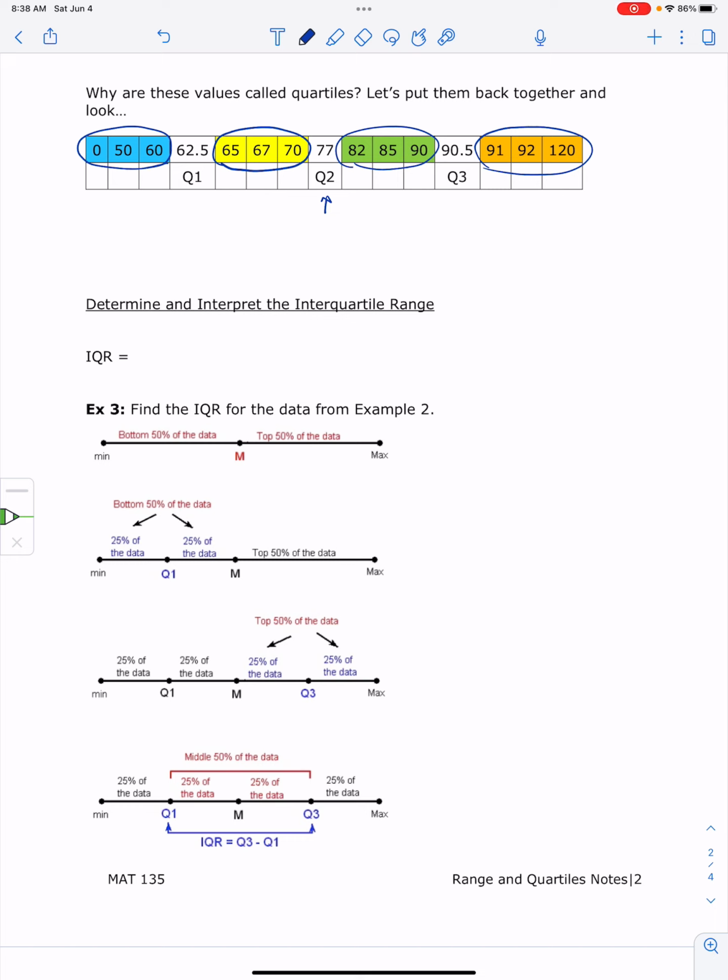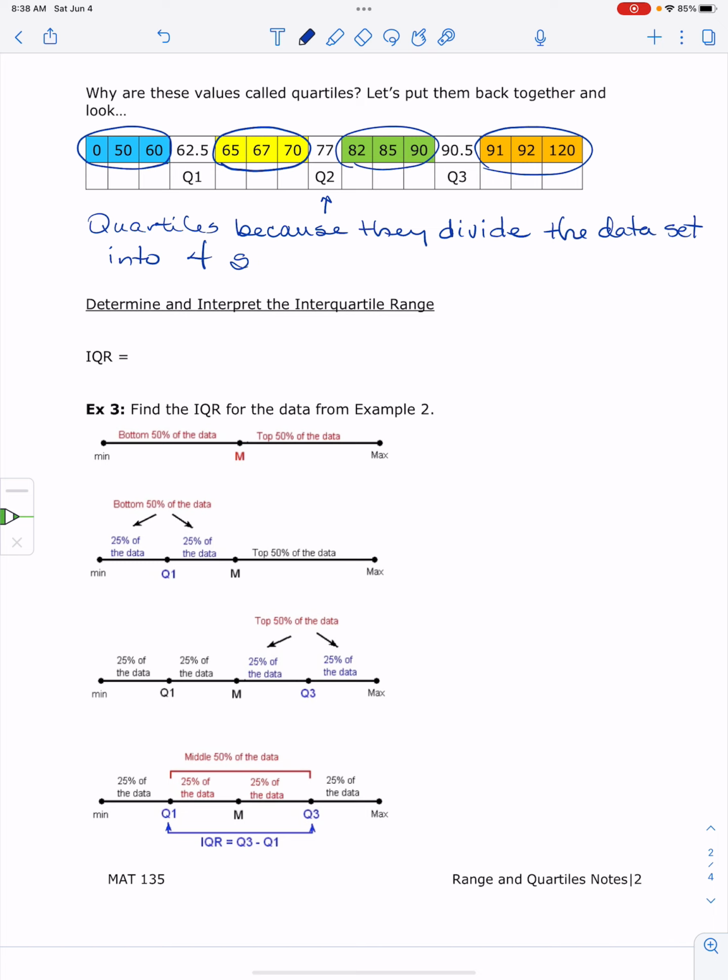Okay, so these are called quartiles. And when I say quartiles, I mean the numbers. Because they divide the data set into 4 equal sized parts. So 4 quarters.